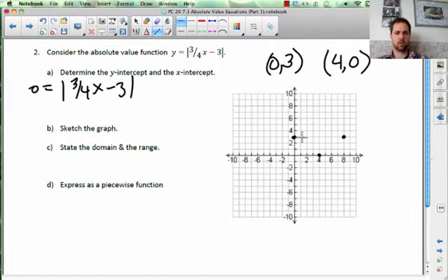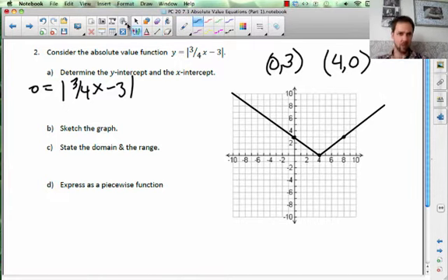Where's my line? There we go. The graph goes like that. And like that. And we're done. State the domain and range. Domain is x such that x is an element of the reals. We can use any value in the world we want for x. And range is y such that y is greater than or equal to 0, because again it's absolute value. Your results are always going to be positive there.